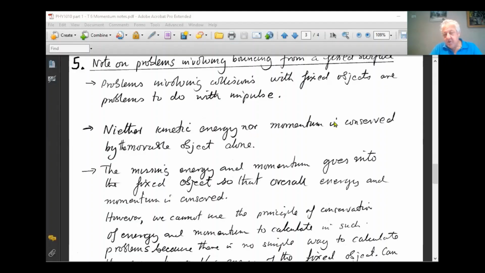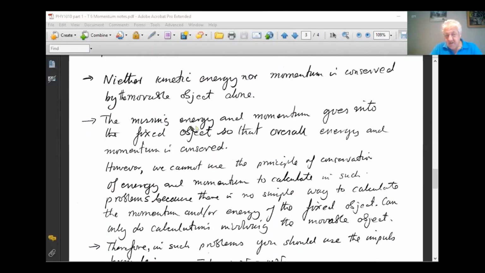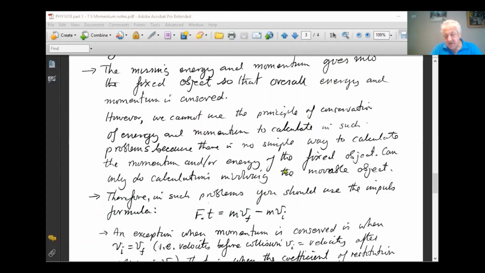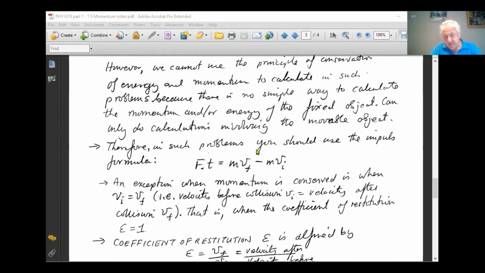Neither kinetic energy nor momentum is conserved by the movable object alone. The missing energy and momentum goes into the fixed object so that overall energy and momentum is conserved. However, we cannot use the principle of conservation of energy and momentum to calculate in such problems because there is no simple way to calculate the momentum and/or energy of the fixed object. We can only do calculations involving the movable object. Therefore, in such problems, you should use the impulse formula.